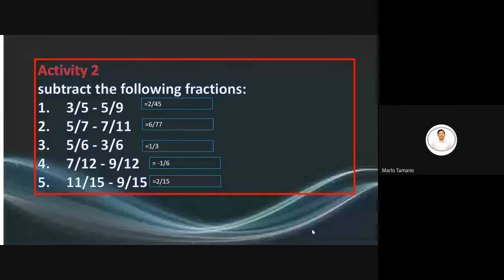Again. So, tignan natin ulit. Number 1 is 2/45. Number 2, that is 6/77. Number 3 is 1/3. Number 4 is -1/6. And number 5, that is 2/15. So, any question? Wala po. Wala na po. Okay.